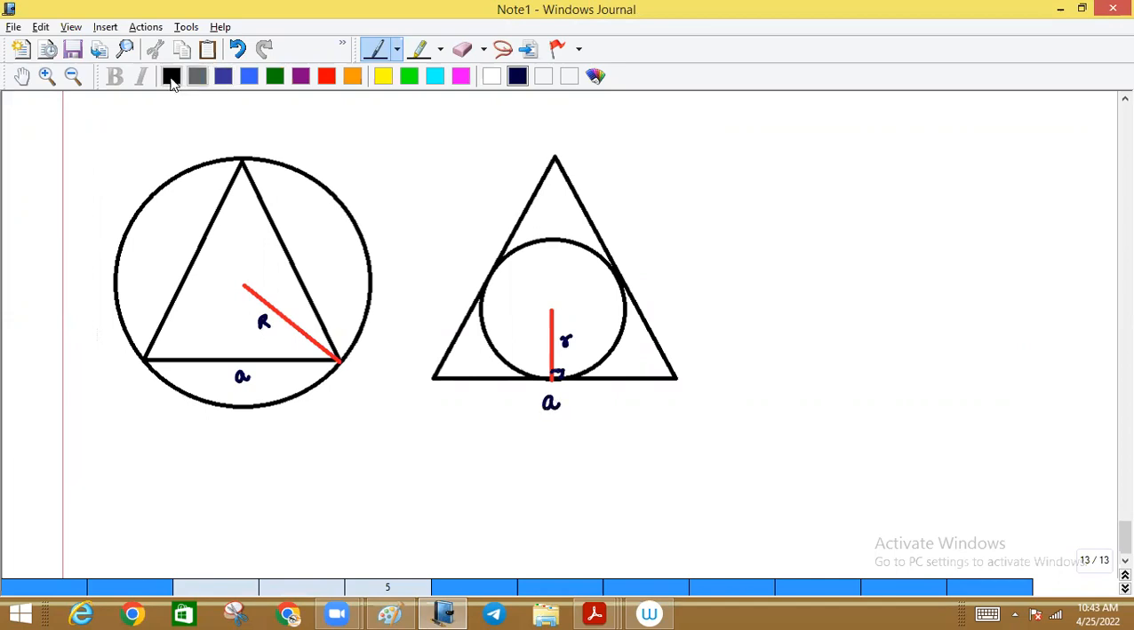What is the relation? A is equals to root 3 times of capital R. A is equals to 2 root 3 times of small r. Therefore, if you equate both of them, capital R is equals to 2 times of small r. What is capital R by small r? Circumradius by inradius is 2 is to 1 for the same triangle. And here ABC is an equilateral triangle with side A.